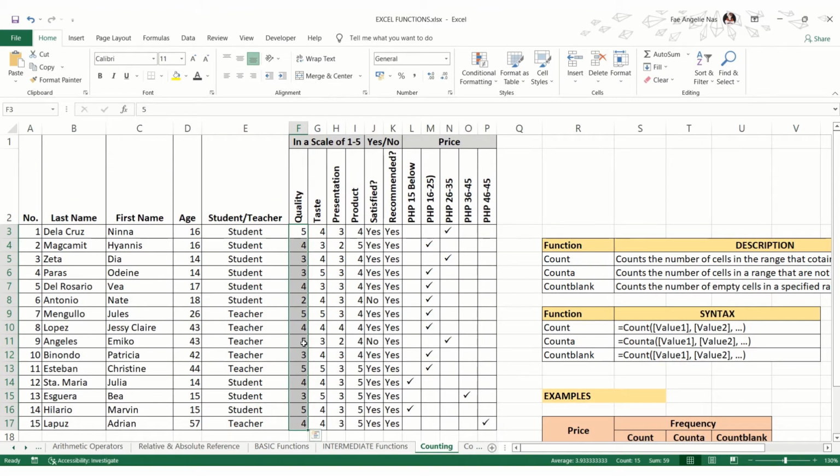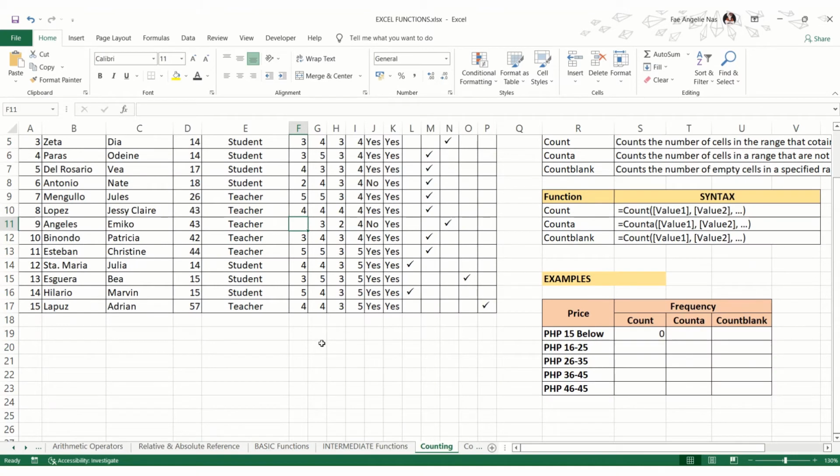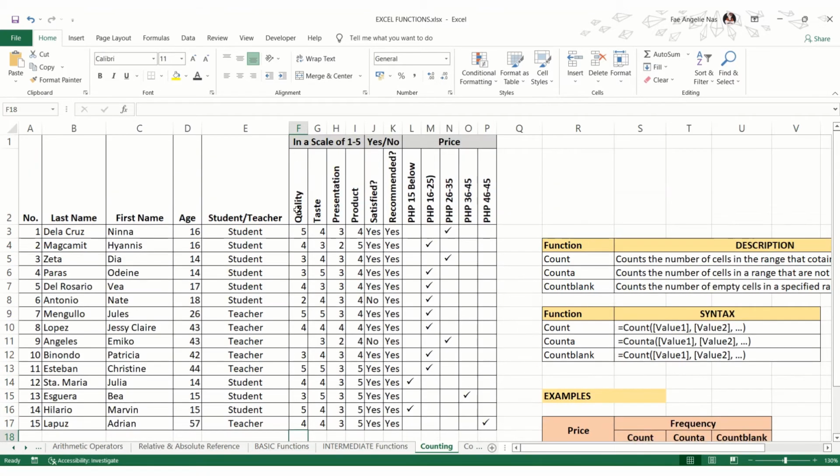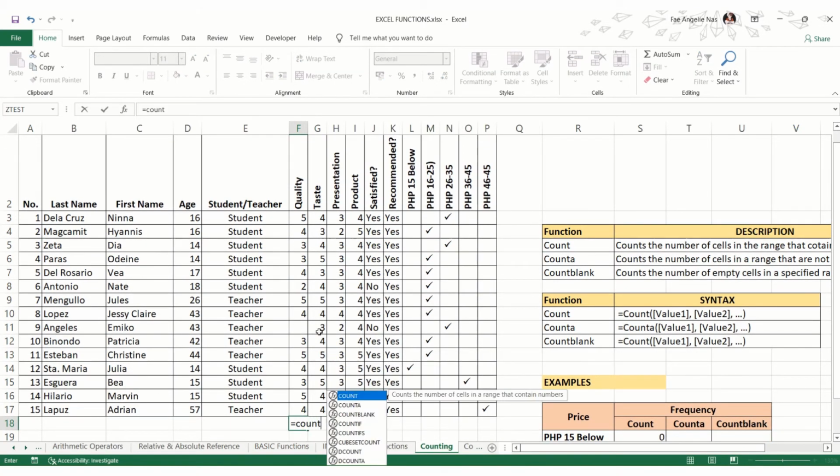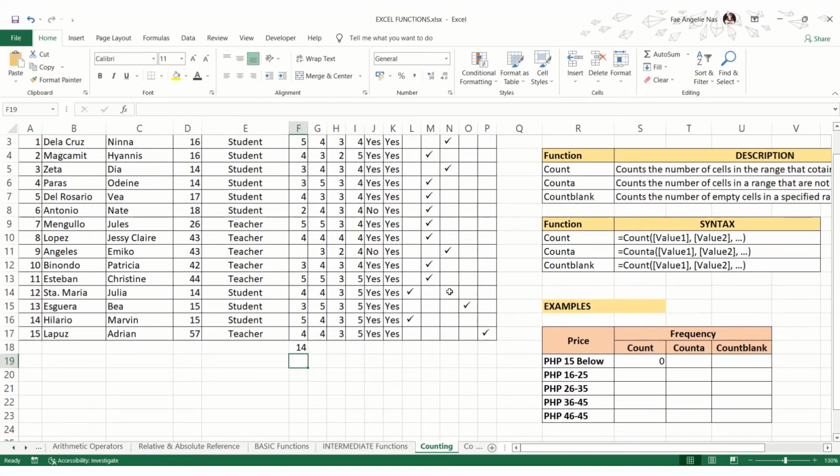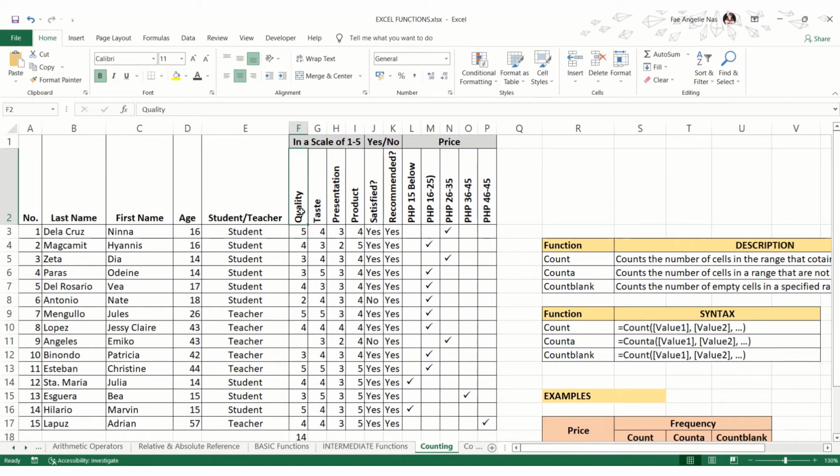So suppose respondent number 11 forgot to respond to this question. So I would like to know how many of the respondents respond to this item, specific item for quality. So I can use count. So equals count, and then open parentheses, and then highlight the range of cells where you want to apply the count function, and then close parentheses, and then enter. So I have here 14 respondents who respond to these items to quality.